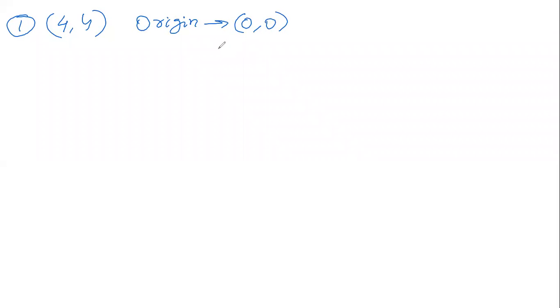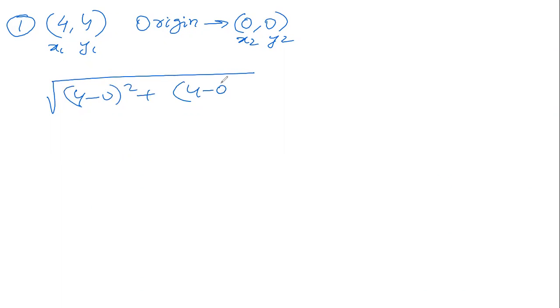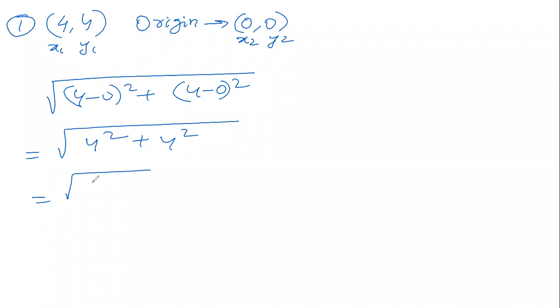We need to know this. So now we know x1, y1, x2, y2. To find the distance between them, we can use the formula. What will be easy for me is if I write (4 minus 0) whole square plus (4 minus 0) whole square. So (4 minus 0) whole square is 4 square, which is 2 into 4 square. So 4 comes out, 4 root 2.